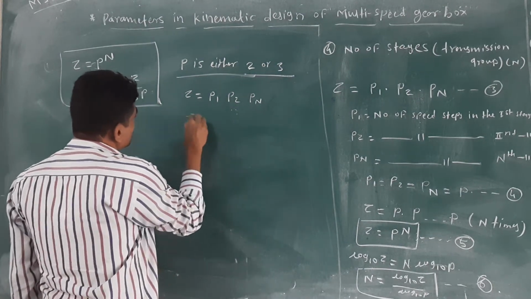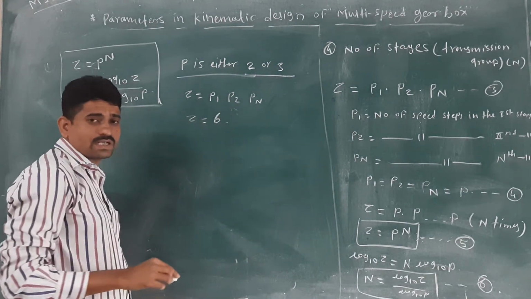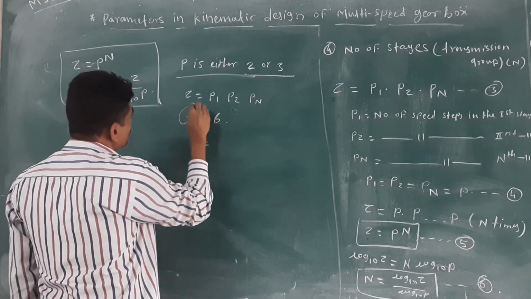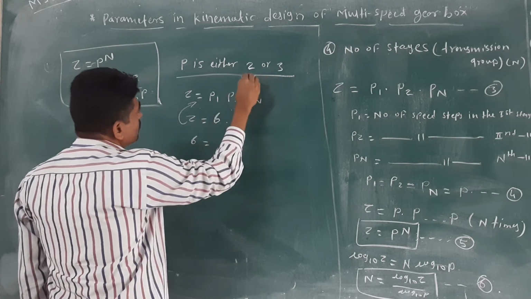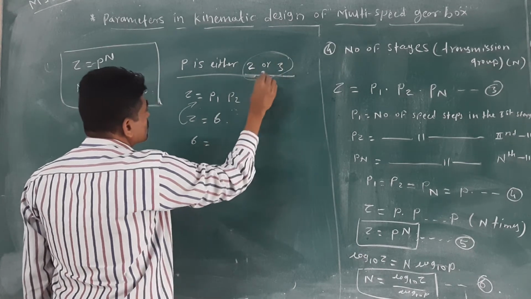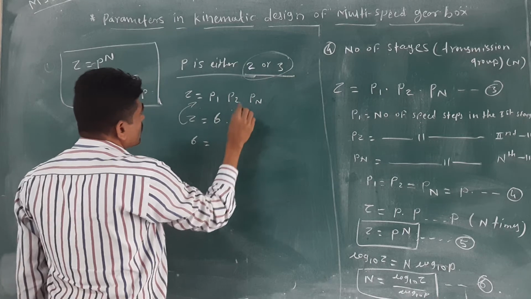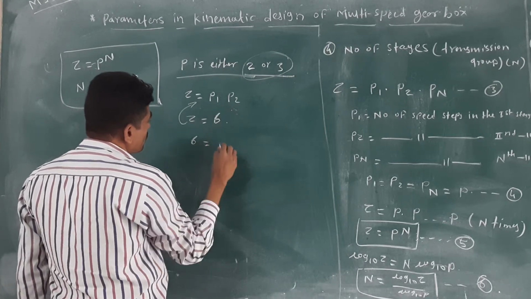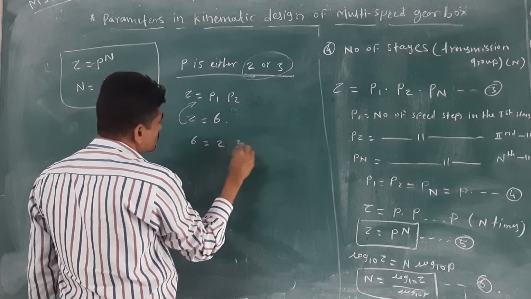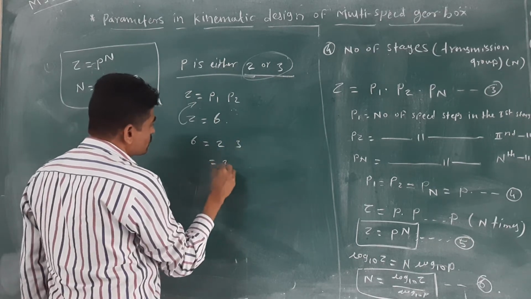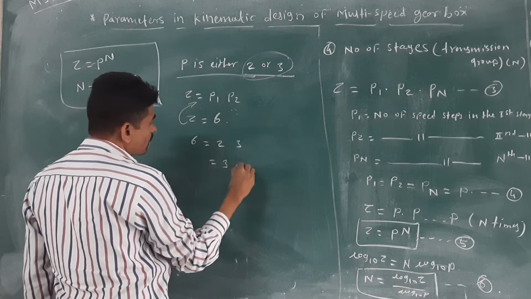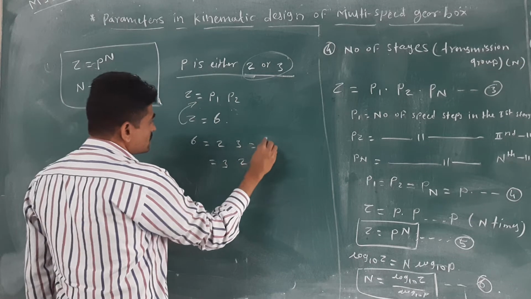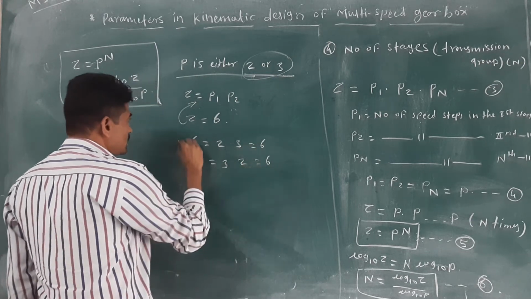Check that if Z is equal to 6, then in this equation we will use only 2 or 3. Only these two values are there. Then you choose P1 is equal to 2 and P2 is equal to 3, or you can choose P1 is equal to 3 and P2 is equal to 2. You will get 2 into 3, 6, meaning 6 is equal to 6.